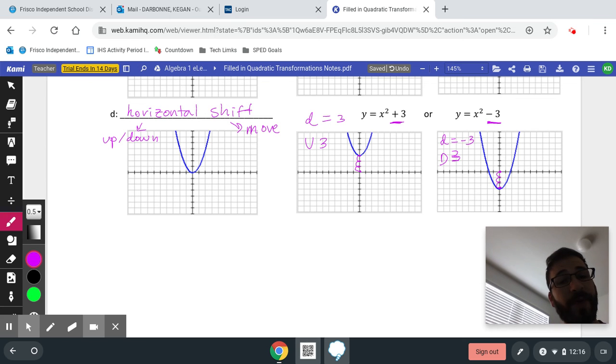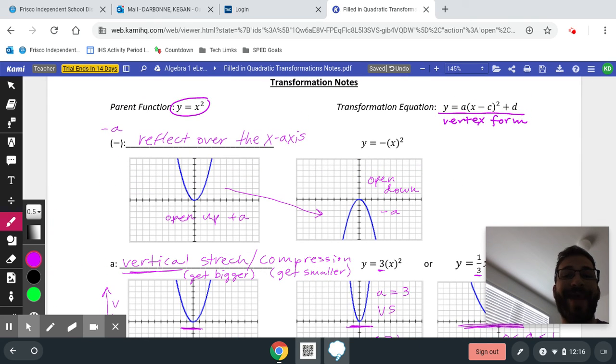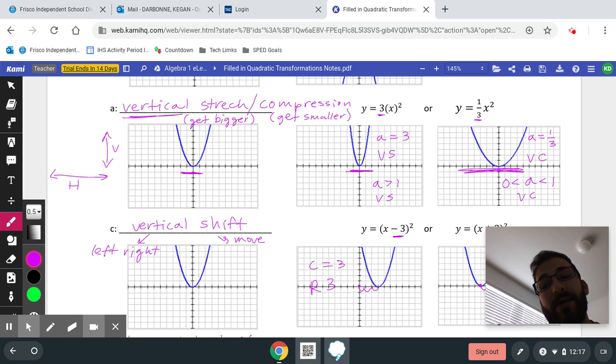So just as a recap, kind of going over all of them. A negative in front of the function means it's going to reflect, means instead of it opening up, it's going to open down. Okay, the A value in the front is going to vertically stretch it where it's going to get narrower, or it's going to vertically compress it where it's going to get wider. Whole numbers, so numbers greater than 1, are going to stretch it. Fractions, so numbers less than 1, are going to compress it.